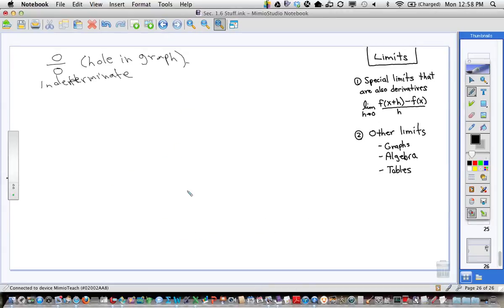But if a graph is going to look like that one right there, what type of function does it have to be? It's going to have that big break in it. Doesn't it have to be a piecewise function? Some problems, I'll just give you a graph, and to me, those are the easiest.